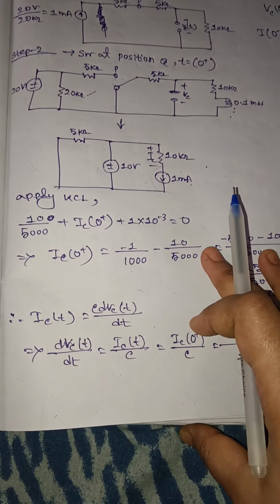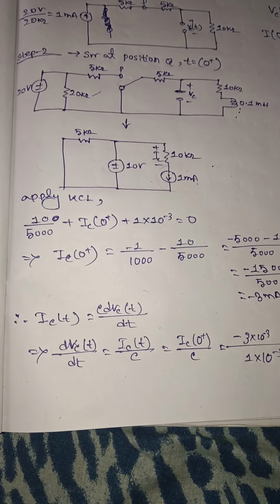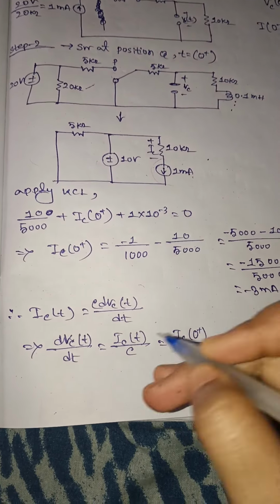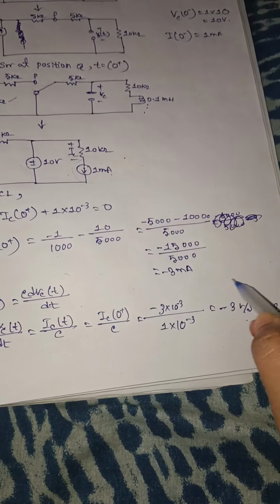So according to the question, we asked for the value of the derivative of the capacitor voltage with respect to time. So here this value will be this. This is the answer to our question.